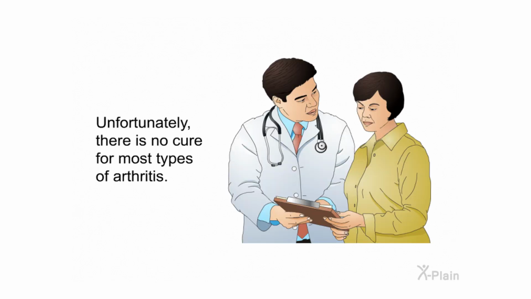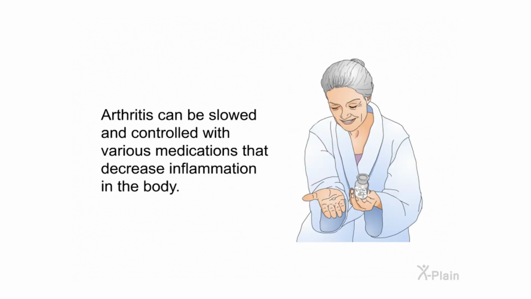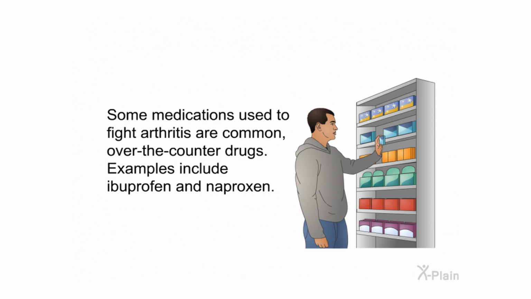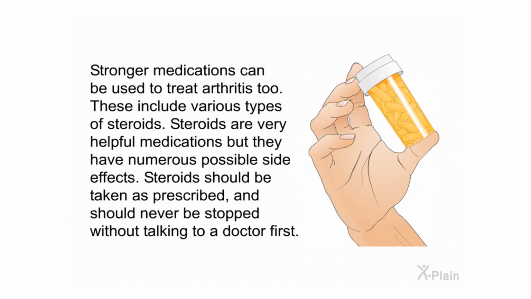Treatment. Unfortunately, there is no cure for most types of arthritis. Arthritis can be slowed and controlled with various medications that decrease inflammation in the body. Some medications used to fight arthritis are common over-the-counter drugs. Examples include ibuprofen and naproxen. Stronger medications can be used to treat arthritis too. These include various types of steroids. Steroids are very helpful medications, but they have numerous possible side effects. Steroids should be taken as prescribed and should never be stopped without talking to a doctor first.